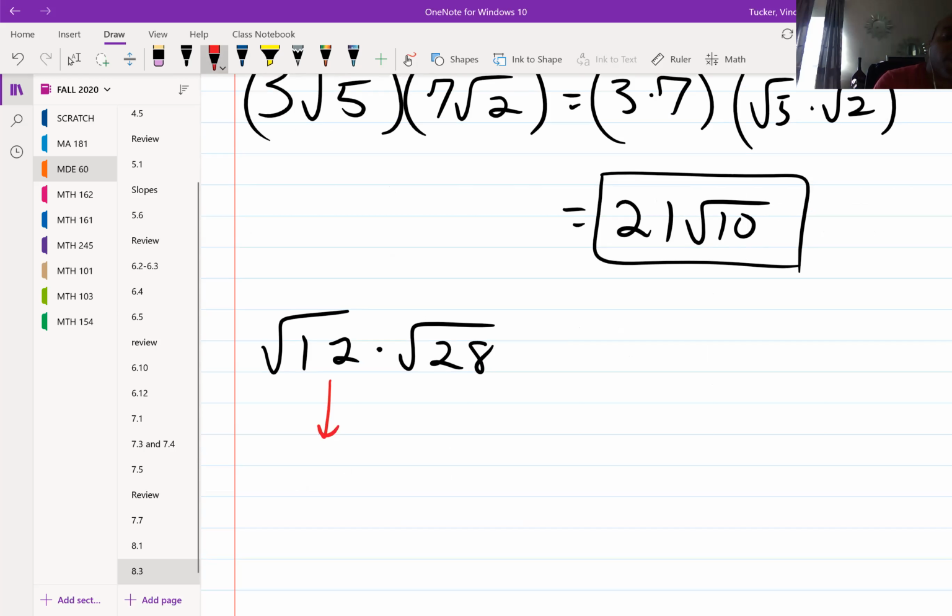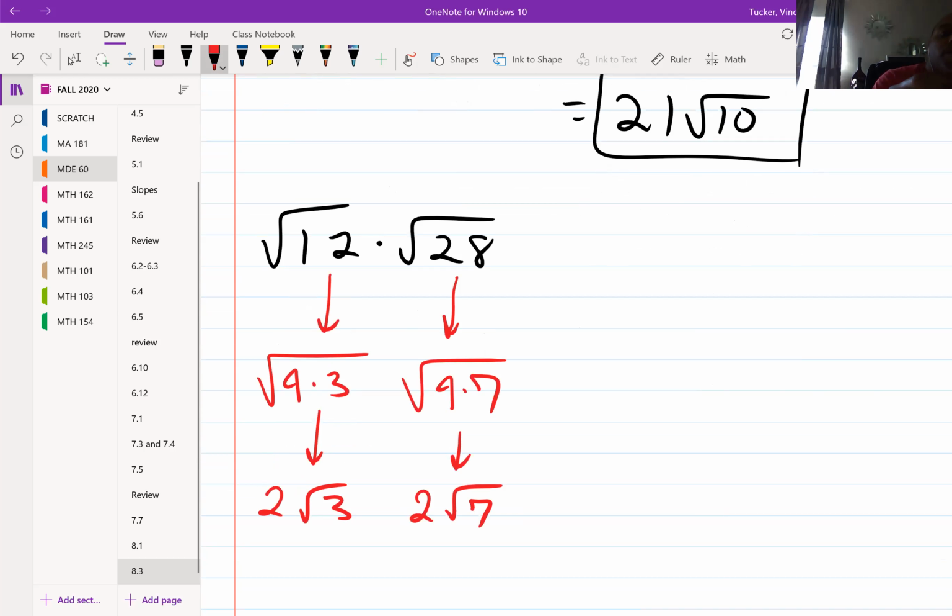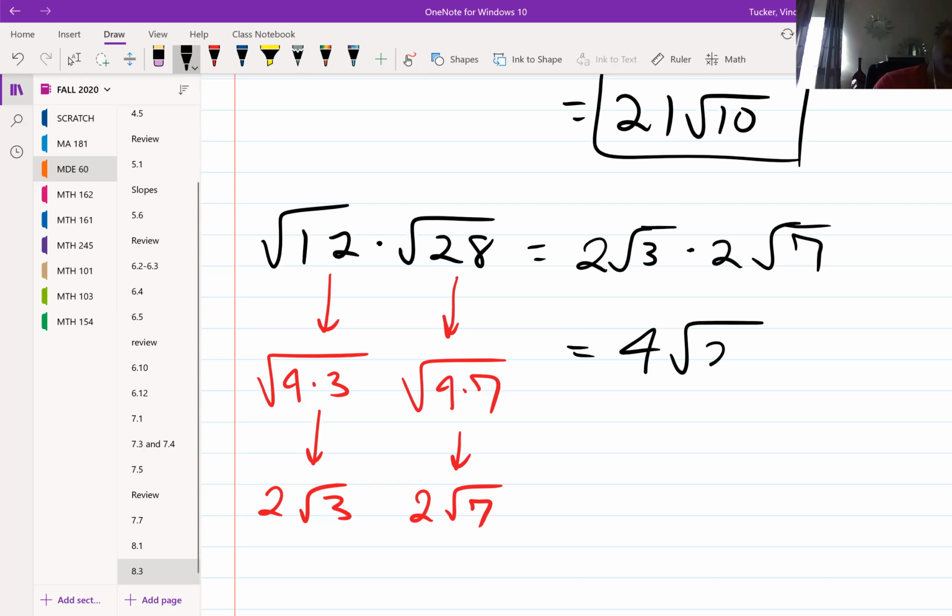So the square root of 12 can be broken up into 4 times 3, which would be the square root of 4, which is 2, and you leave your 3 under your radical. Square root of 28 is the square root of 4 times 7. Take the square root of 4, that's 2, leave your 7 under the radical. So now we're looking at 2 square root of 3 times 2 square root of 7. 2 times 2 is 4. Square root of 3 times square root of 7 is square root of 21.